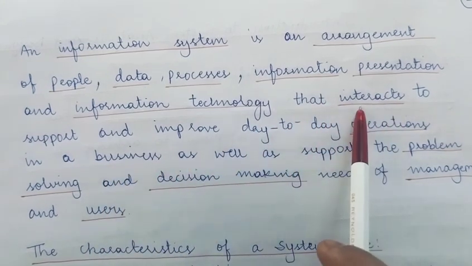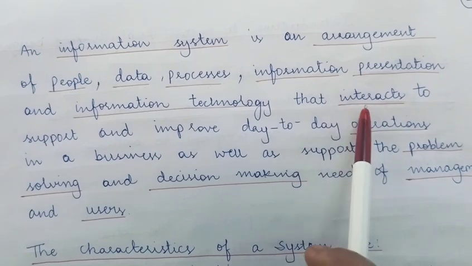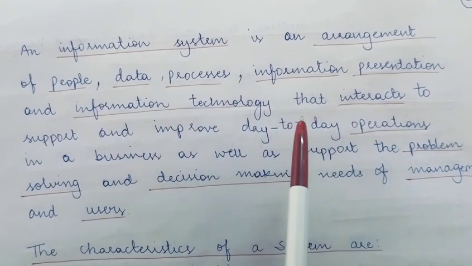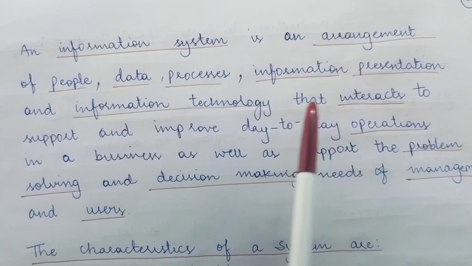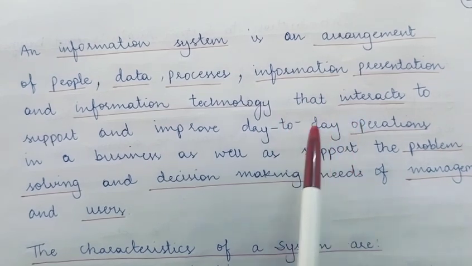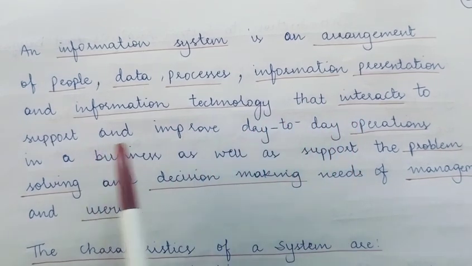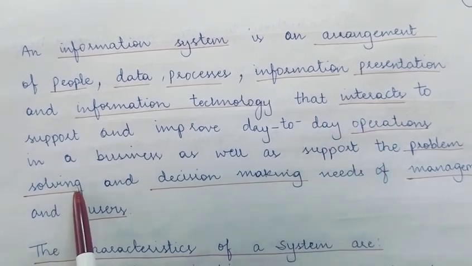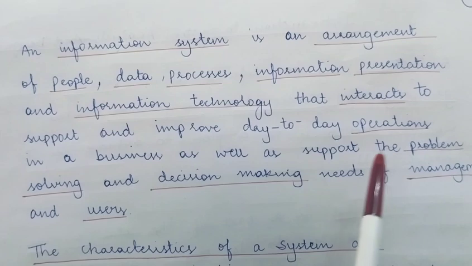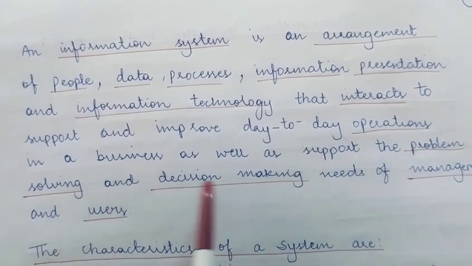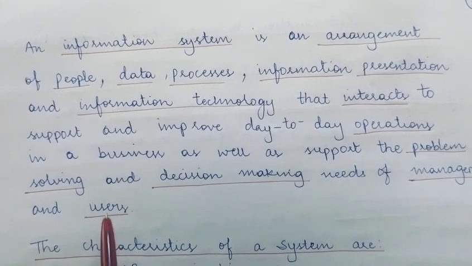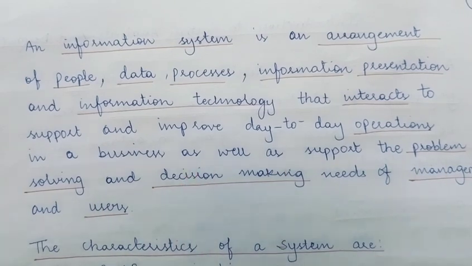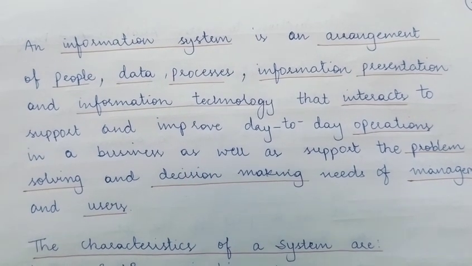So for the problem solving and decision making needs of the users also, these components need to interact with each other. What is the goal that the interaction of these components is providing? It is providing improvement and support for the day-to-day operations of a business. It is also helping the management in problem solving and decision making. It is also helping the users in problem solving and decision making. So this was the information system in specific.